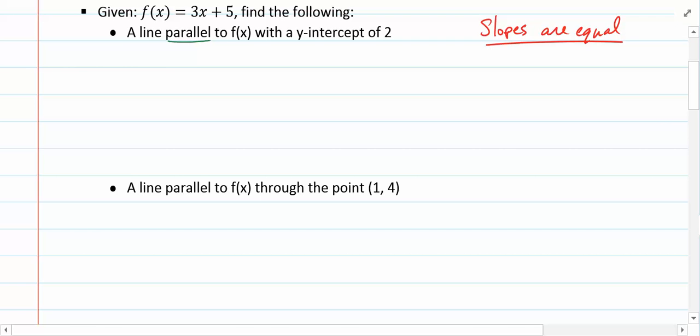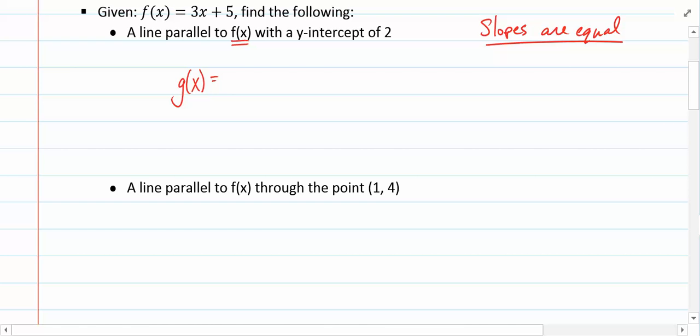And with that in mind, this first question should be relatively quick to answer. Let's identify an equation of a line parallel to f of x with a y-intercept of 2. Now, since our problem is giving us function notation, let's go ahead and respond with function notation. I'm not going to use f of x again because we already have a function called f of x, so let's call it g of x this time.